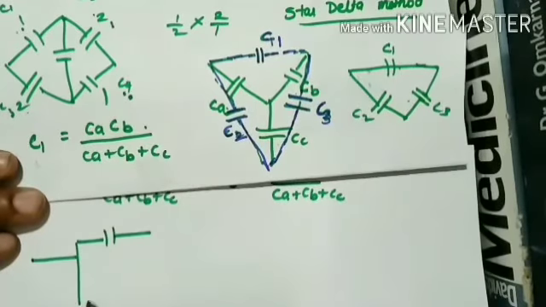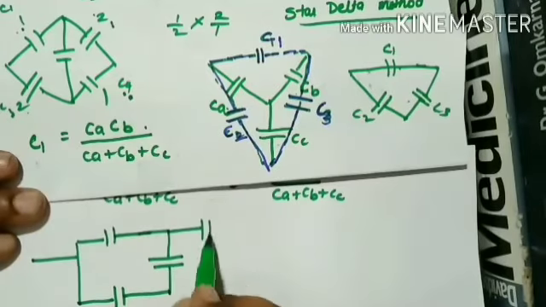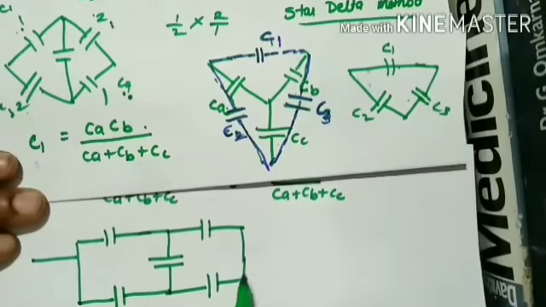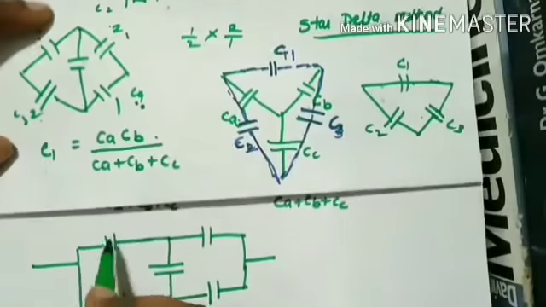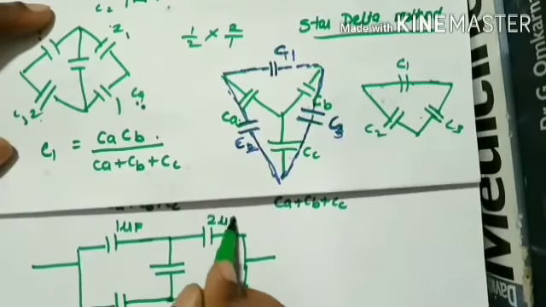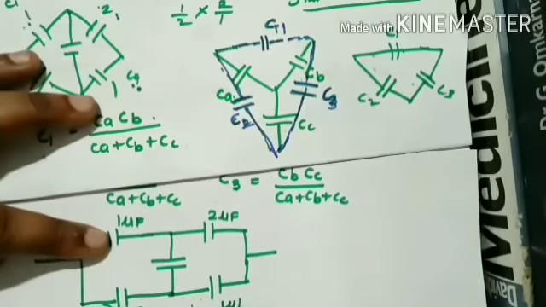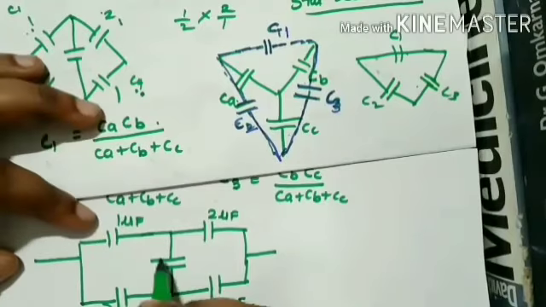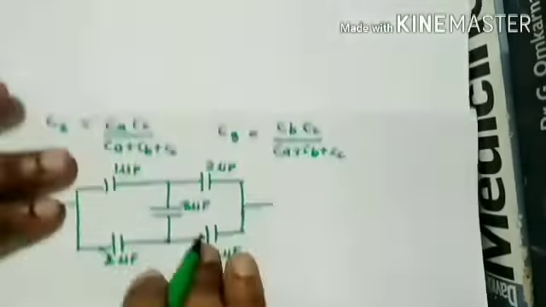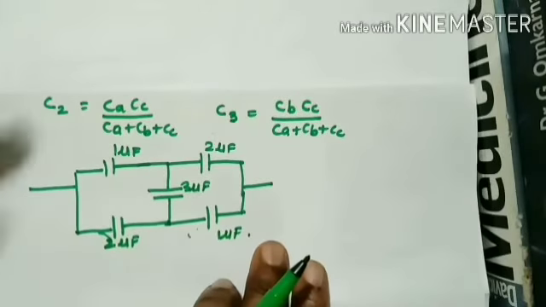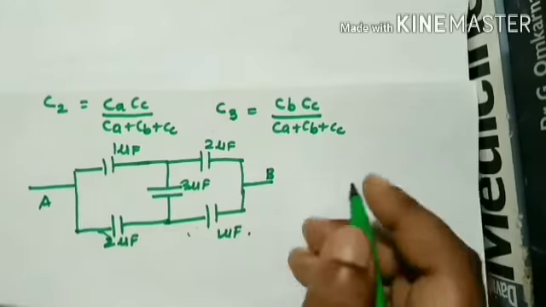So this is 1, this is 2, then like this, then this like this, right? The same figure. And this is 1 microfarad, this is 2 microfarad, this is 2 microfarad, and this is 1 microfarad. Suppose the middle one is 3 microfarad. So this is the redrawn version of the above Wheatstone's bridge. You can draw in whichever way you want, but it should be correct.